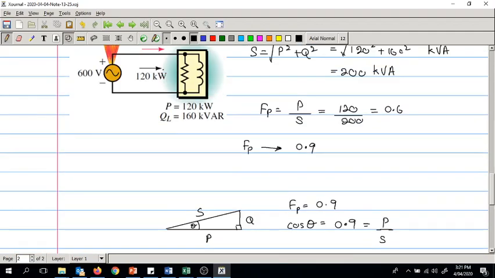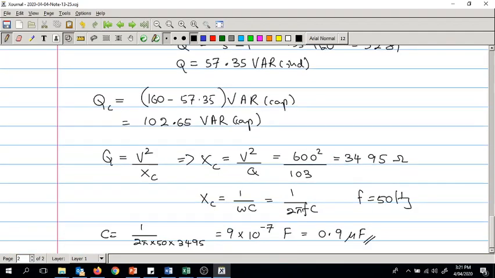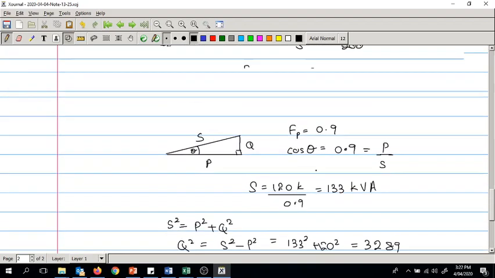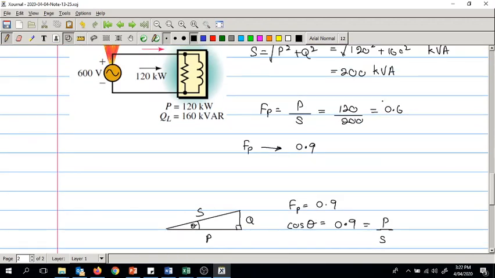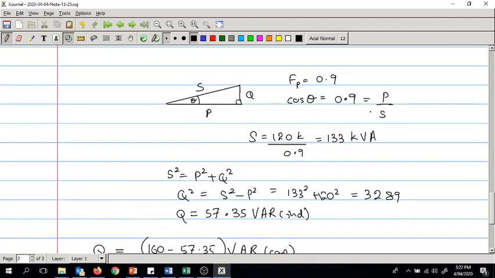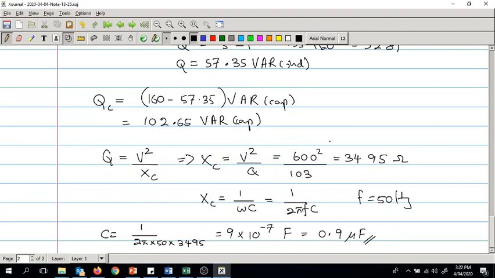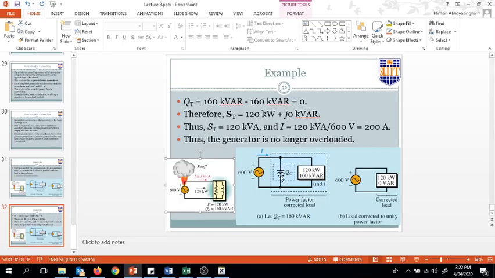The moment you add a capacitor that has a capacitive reactive power of 103, in this case your power factor is improved to 0.9. You saw that the original power factor was 0.6, right? Now we are improving that to 0.9, not to 1. If you want it improved to 1, then you have to add a capacitor that has a capacitive reactive power of 160 kVAr, right?